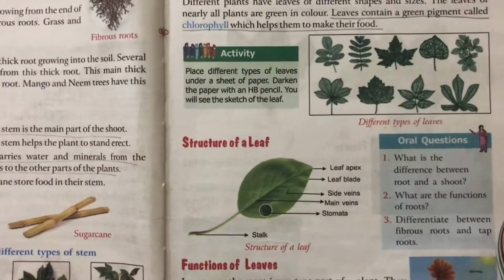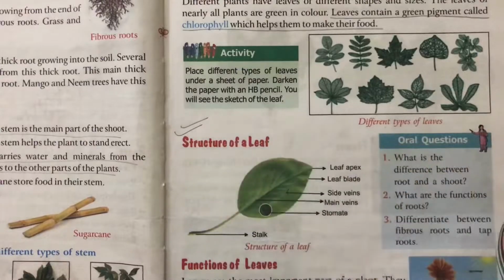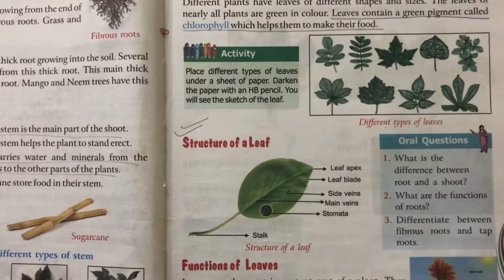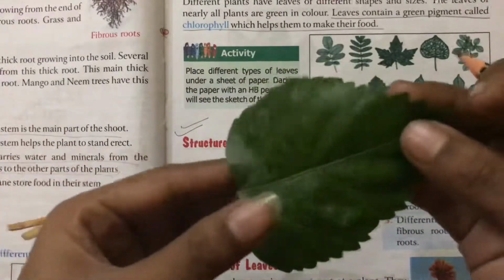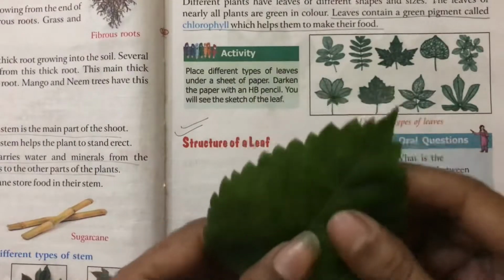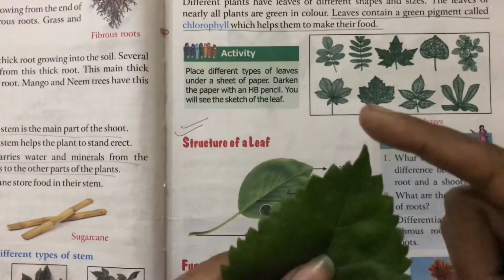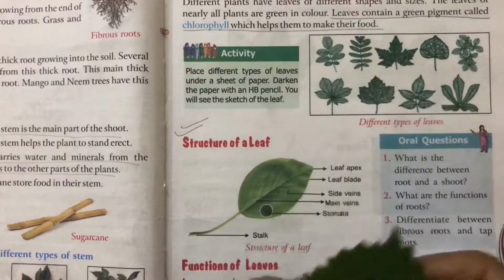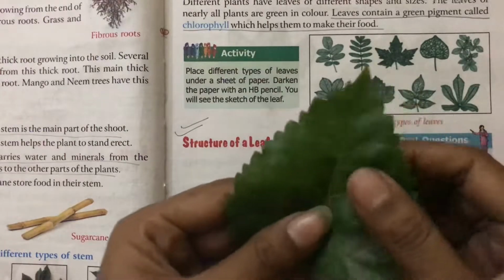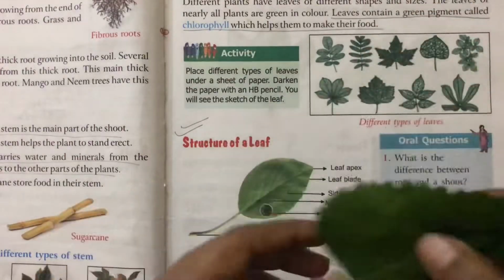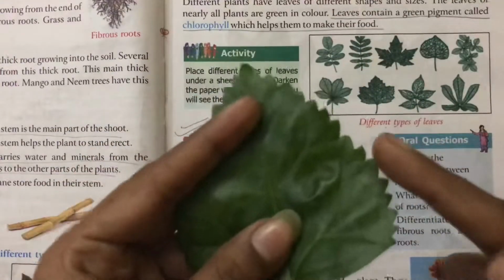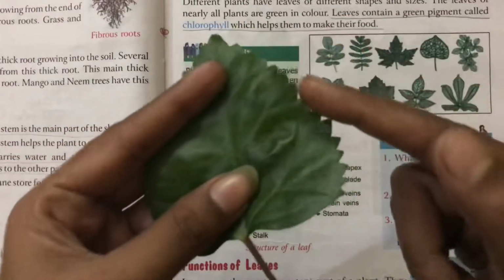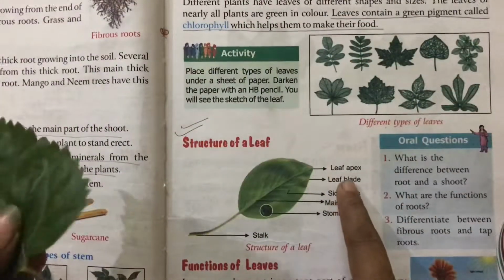Okay. Now this diagram is very important, children. Structure of a leaf. This diagram is very important. Just see. This is a leaf, children. Now the pointed part, the top part of the leaf is called leaf apex. The side part of a leaf is called leaf blade.